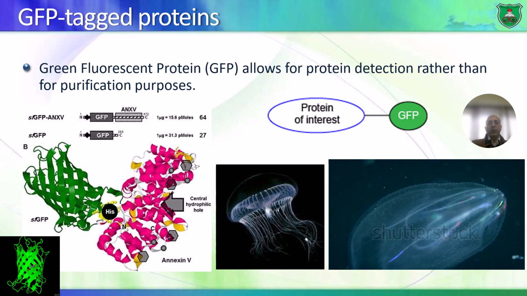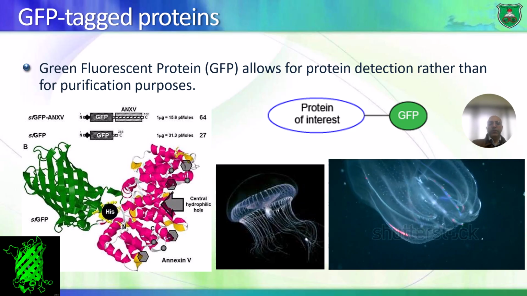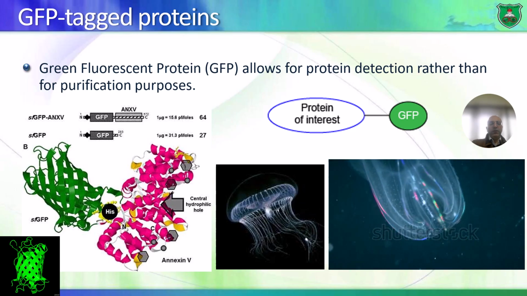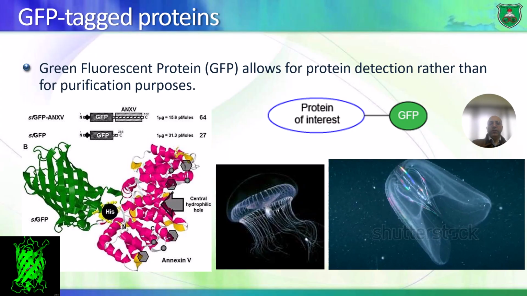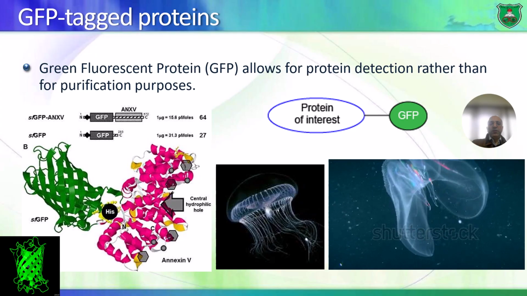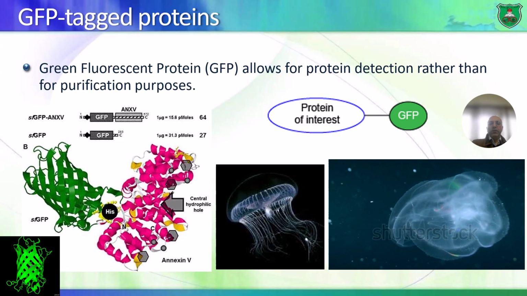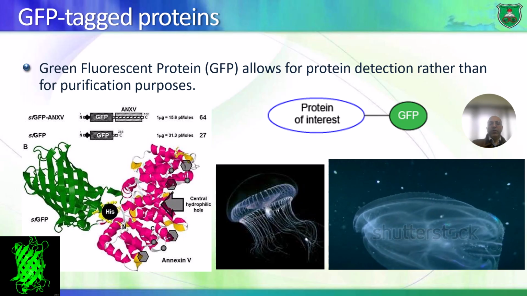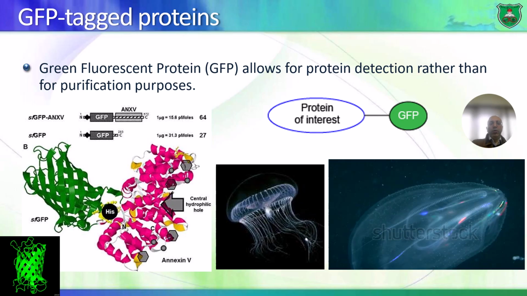Okay, that's jellyfish, right? Beautiful movie. You can see the fluorescent proteins moving, right? So the genes that produce these proteins have been isolated. One of them is the green fluorescent protein, and we can again clone the genes together.